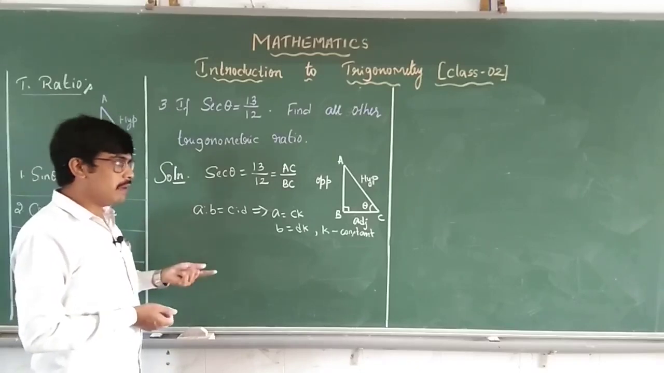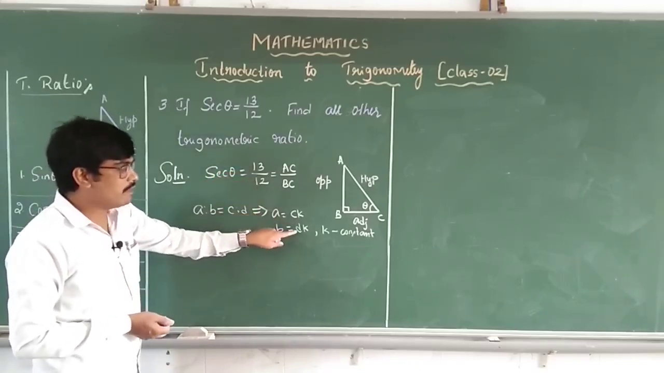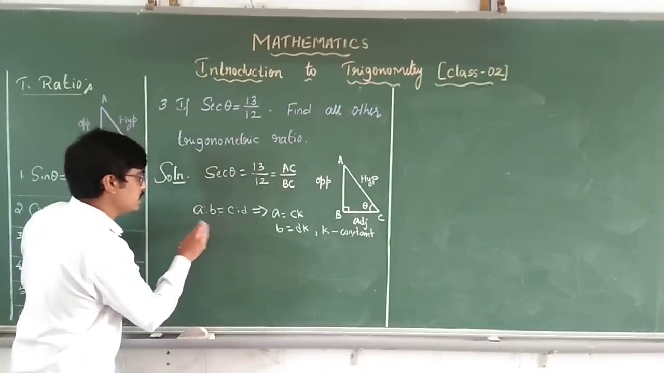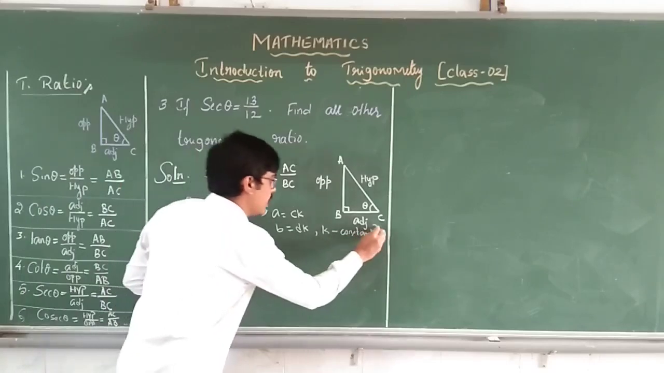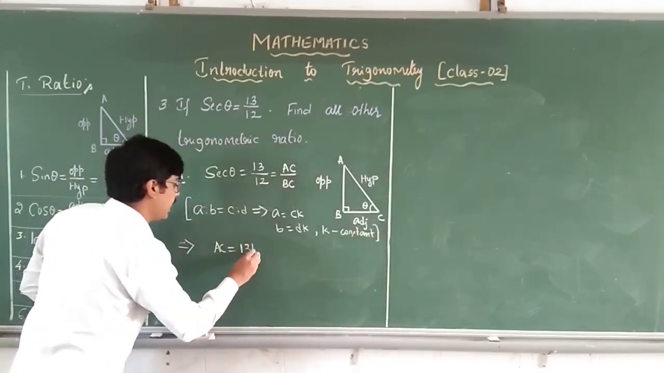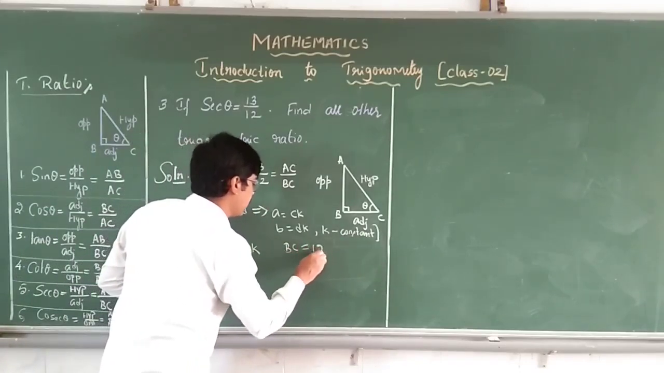So if we split, what do I need to do? I need to split the values along with some constant. So this implies, by using this definition, I can write AC as 13k, BC as 12k.